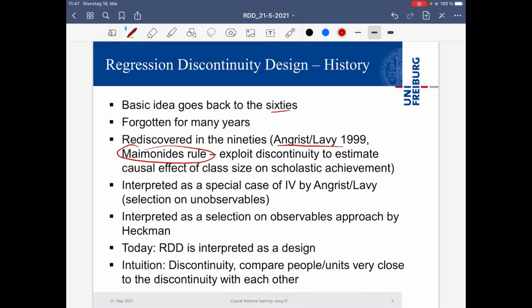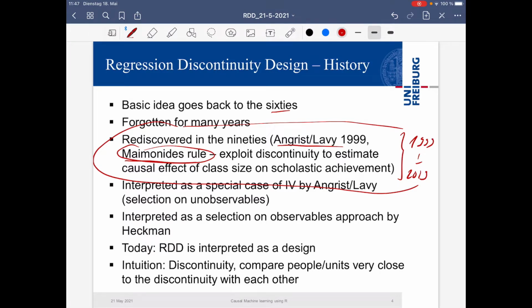So I have a separate video on the Maimonides rule because the 1999 paper was followed by a 2019 paper, and we should see that as a whole. So please, I refer here now to a special video, especially on this issue.